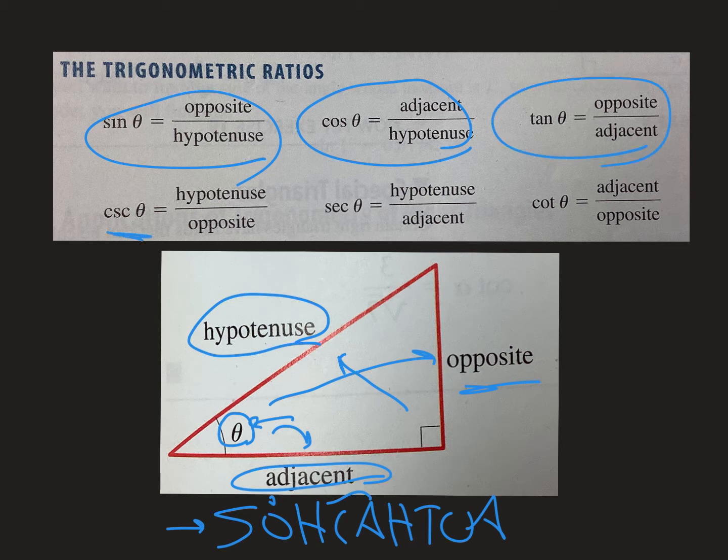Now, these next three may be new to you, but they're just reciprocals. Cosecant is a reciprocal of sine, so it's hypotenuse over opposite side, leg. Secant is reciprocal of cosine, and cotangent is reciprocal of tangent. Okay, so they're just reciprocals. So these are the big three, and the other three trig functions are just reciprocals of the first three.